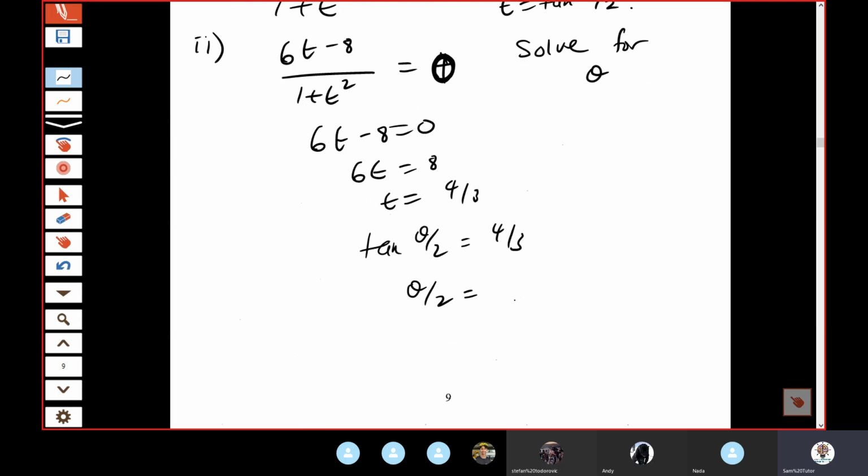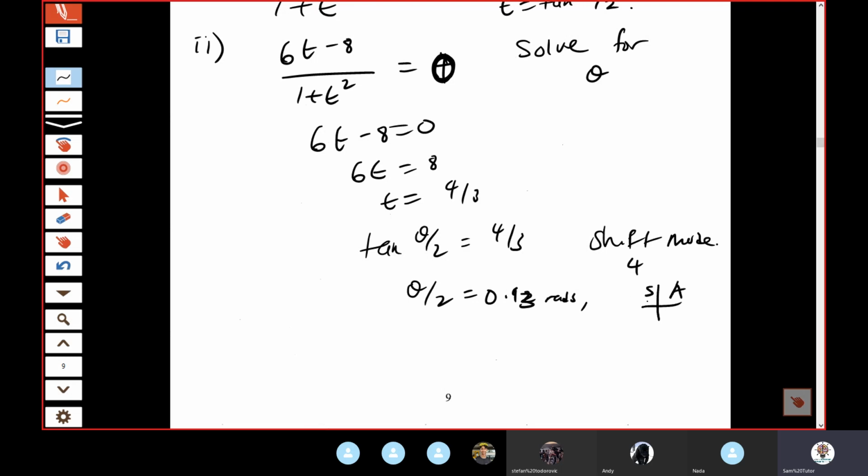So if your answer is in radians, then you've got to convert your calculator to radian mode. Shift, mode, and then 4. Then you do inverse tan of 4 on 3, which is 0.9293 rads.